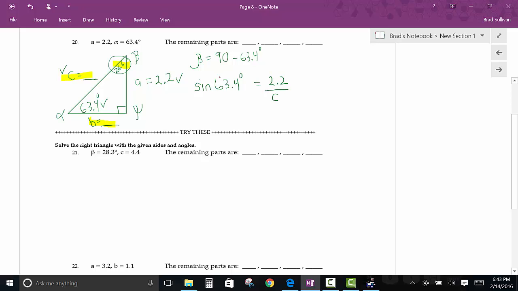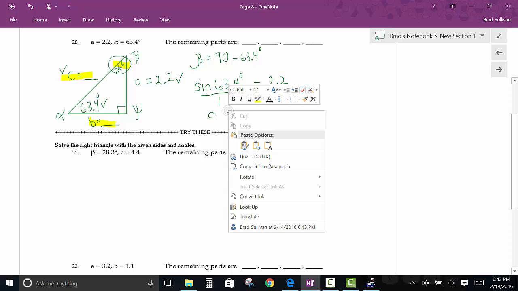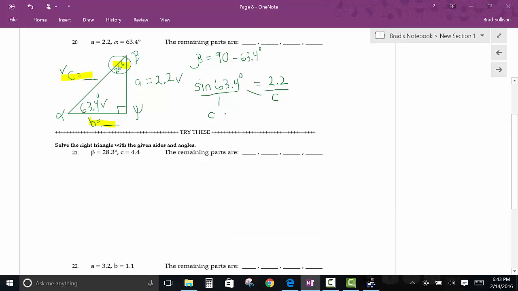Then we can solve this proportion. It's just a mathematical proportion, so I can put the sine over 1 and cross multiply. So I'll have C times sine 63.4 equal to 2.2. Then I can divide both sides of this equation by sine of 63.4, because that's a numeric value anyway, and go to the calculator for an approximate value.